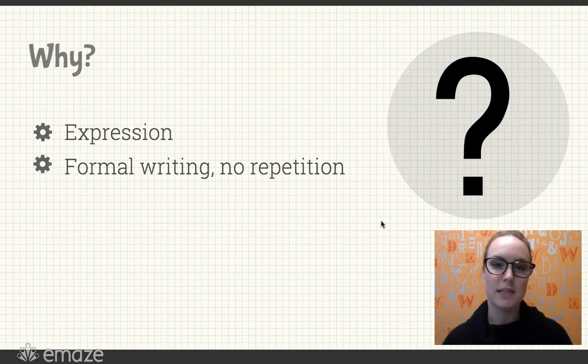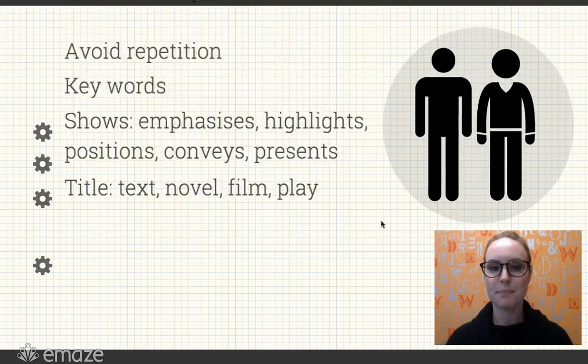Okay, so why do we do this? You're always going to get marks for expression in an essay, and it's really important that you're writing formally, that there's no repetition, and to hit that top A band, you really need to have very sophisticated language.